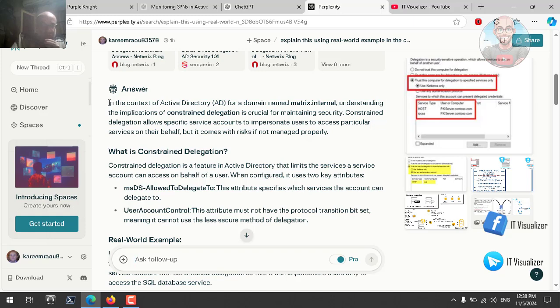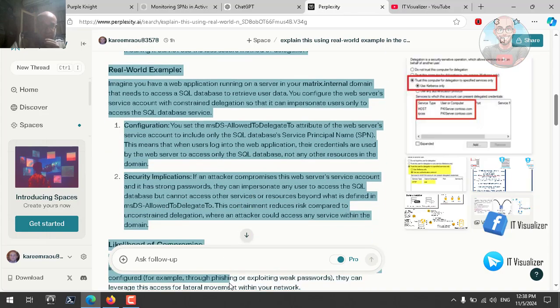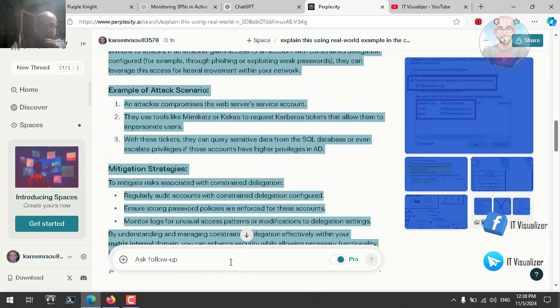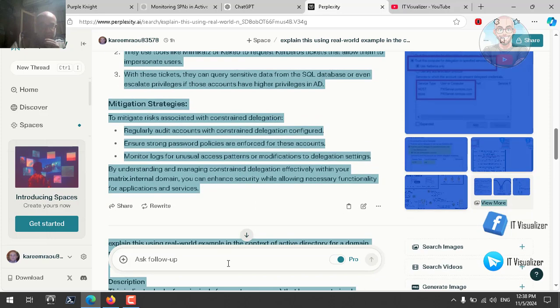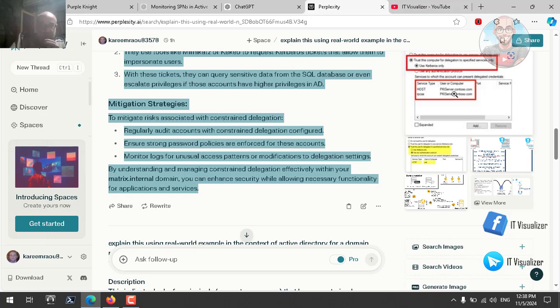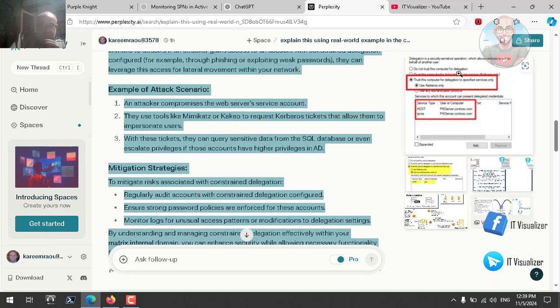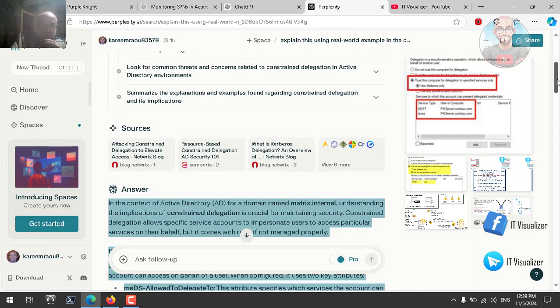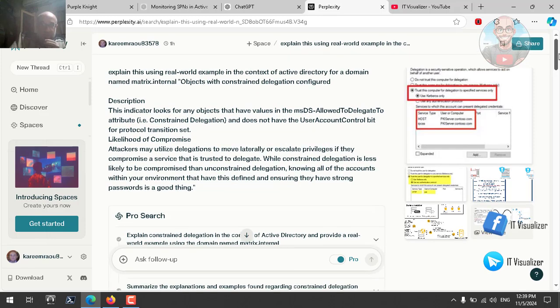So let's read the answer and see how this is explained using the AI tools. Okay, if we go there and see like this, now we can read it loudly. As we can see here, if you open any user account or computer account, you will see here, if we go further, this is the tab for the delegation. If you go up and up, this tab, you will see it in the user account or computer account.